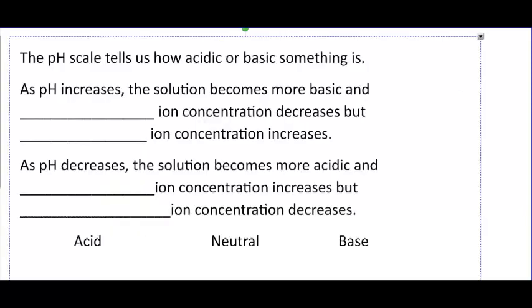All right. Final thing is the pH scale. The pH scale tells us how acidic or basic something is. As the pH increases, the solution becomes more basic. And the hydrogen ion concentration decreases, but the hydroxide ion concentration increases. We're going to diagram all this in a minute. As pH decreases, we become more acidic, so there's more hydrogen ions and less hydroxide ions.